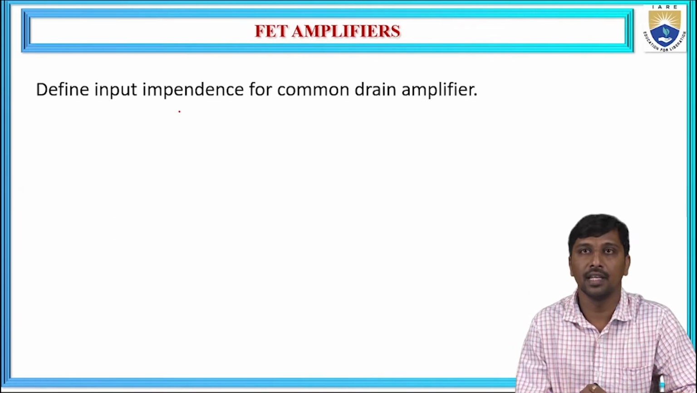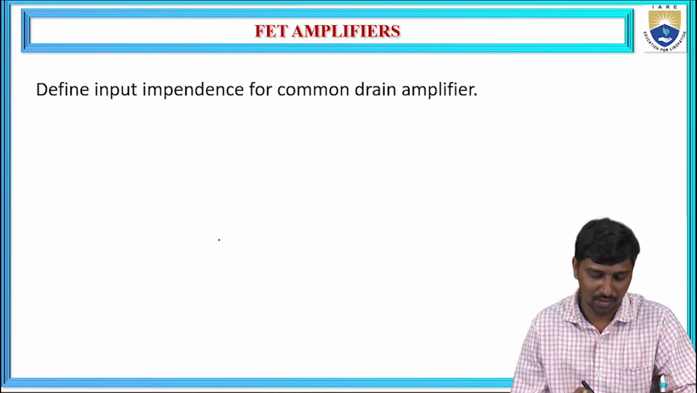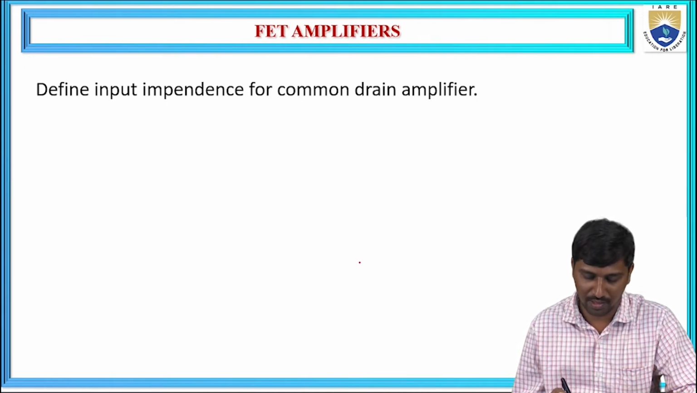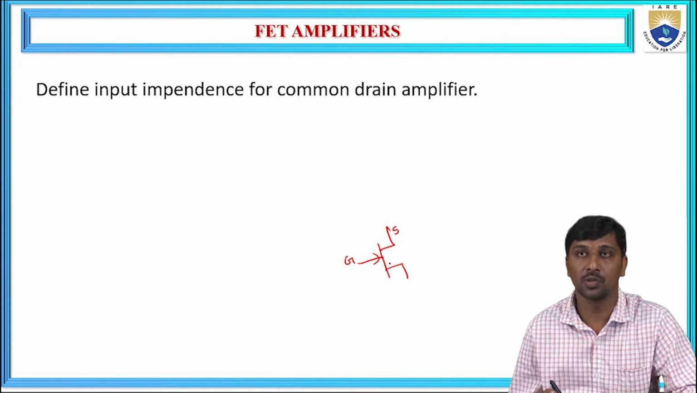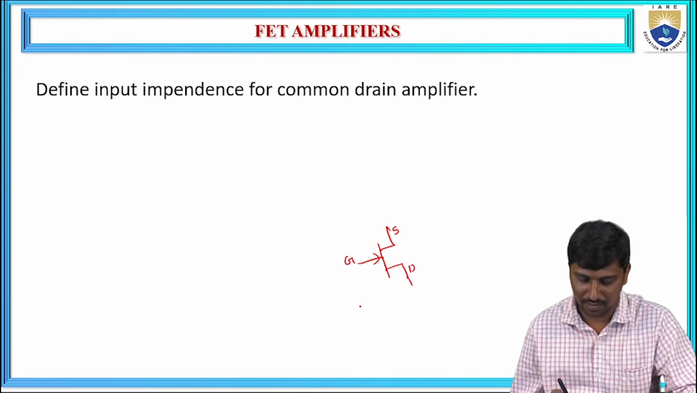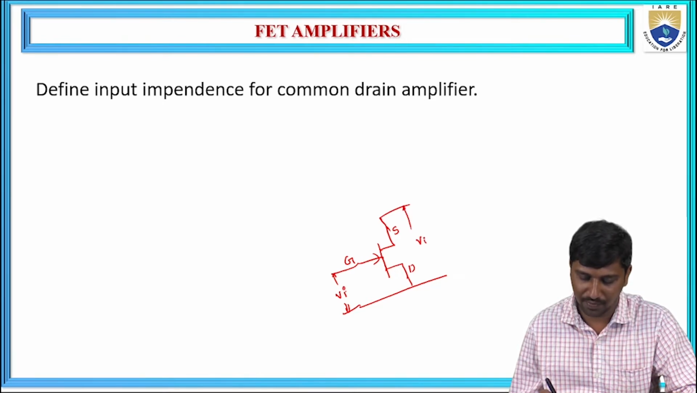Then define input impedance for common drain amplifier. So again, if you consider, let's take gate. When this is the source, this is the drain. So this is input voltage, and then output is taken from source to drain.